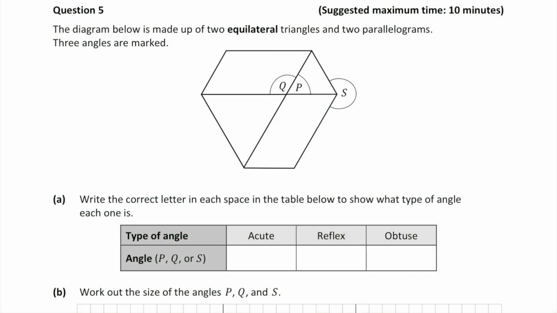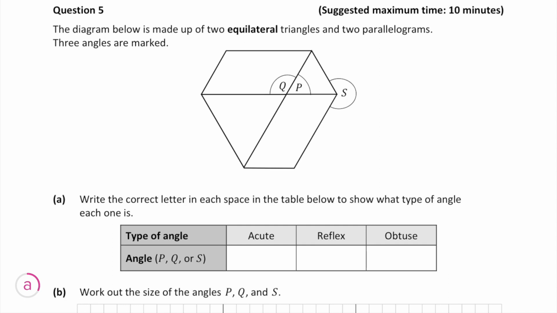Look at this question, which is worth 30 marks. We're given a diagram of a shape which is made up of two equilateral triangles and two parallelograms. Three angles are marked on this diagram. In part A, we're given a table showing different types of angles, and we have to fill in the missing angles that correspond to each type.